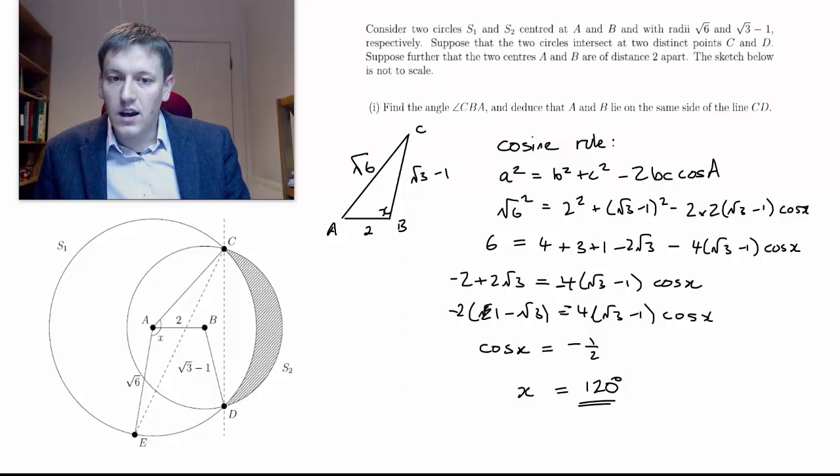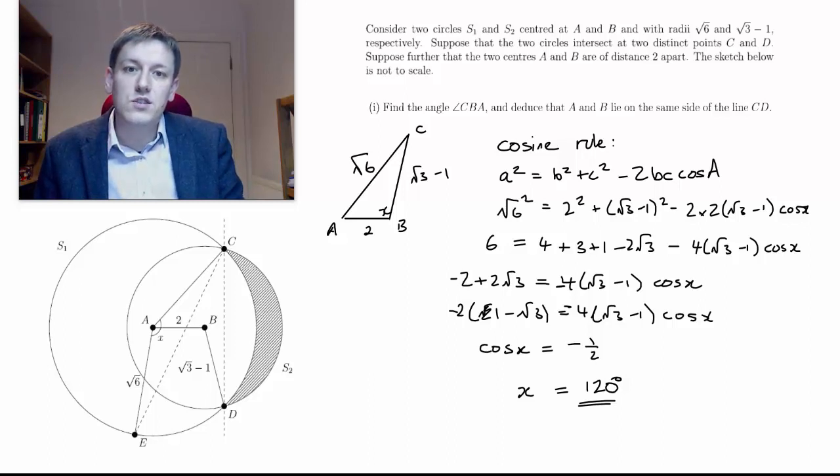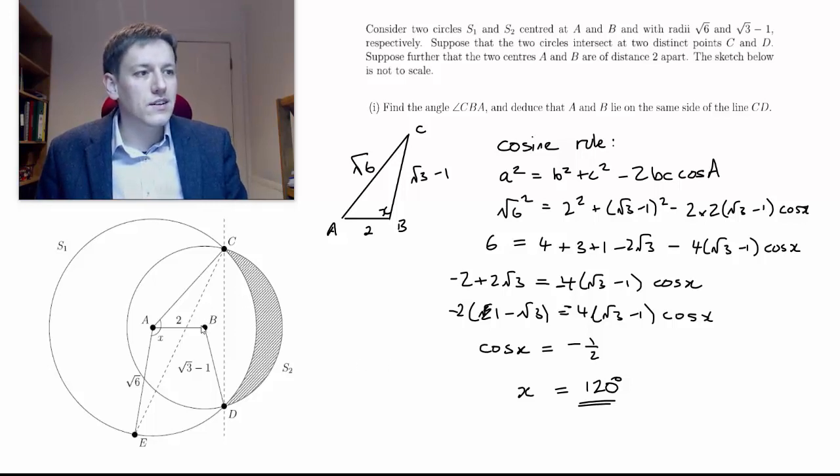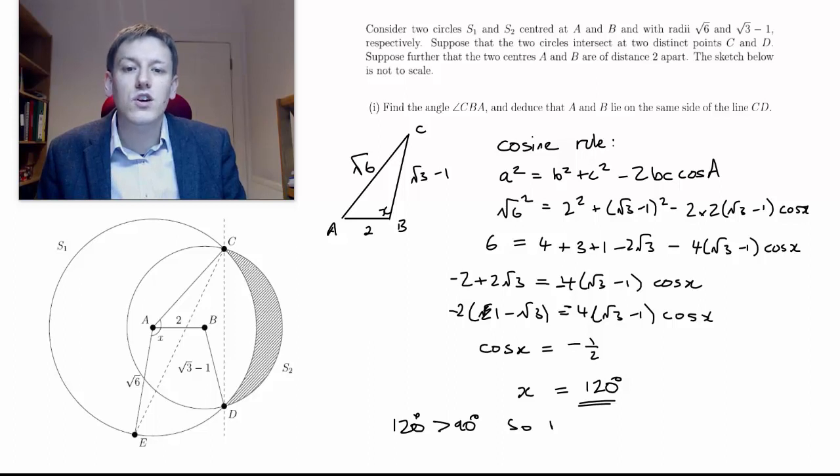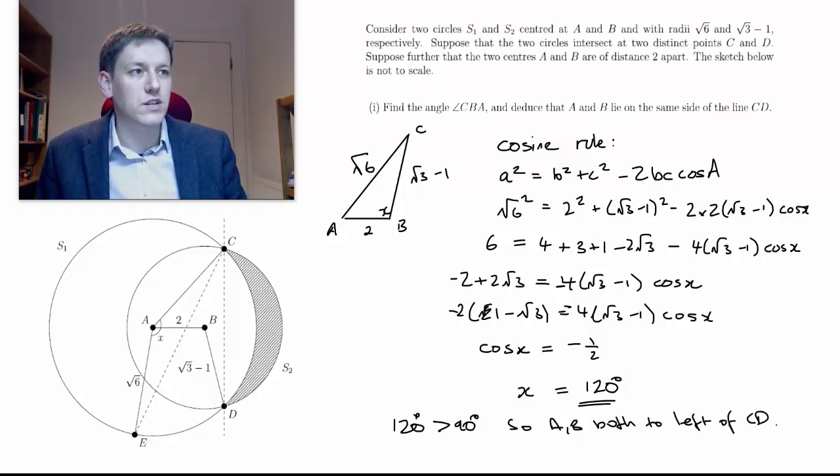And now the last part of the question says, deduce that A and B lie on the same side of the line CD. Well, this angle here we found is 120 degrees, so it's bigger than 90 degrees. If the angle was smaller than 90 degrees, it might have been over here, but that means that both A and B are to the left of the line CD. Okay, so I'm going to say that 120 is bigger than 90 degrees. So A and B are both to the left of CD, and that's the first part of the question done.